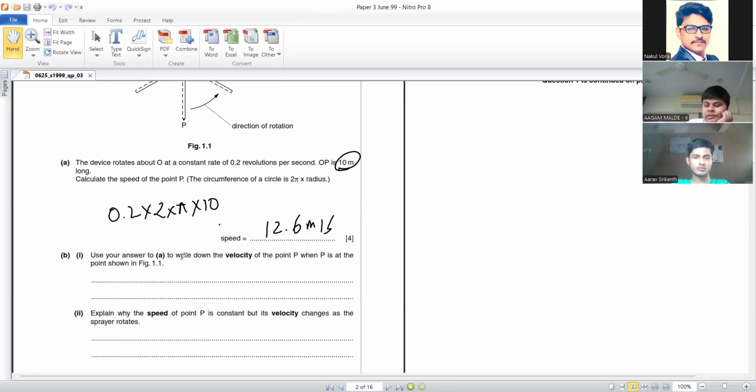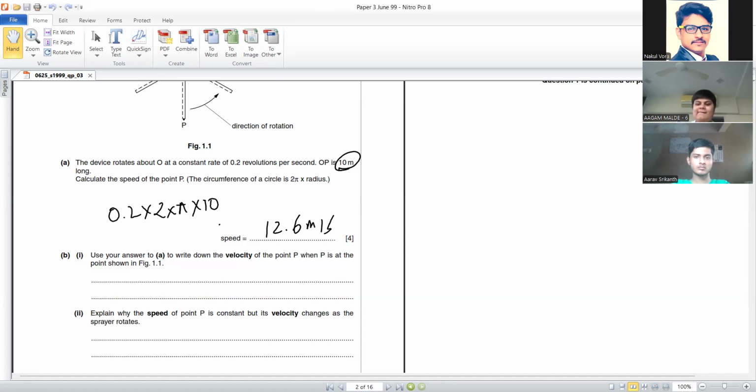Part A: write down the velocity of point P when P is at the point shown in the figure. So P is at the point which is shown. How will you talk about the velocity of that point? When you talk about velocity, velocity is a vector quantity. So a vector quantity requires two things to define. One is magnitude, the other one is direction.